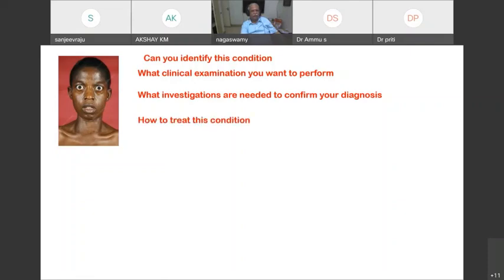What investigations are needed to confirm your diagnosis? Must do. Supposing it is Graves' disease, what investigation do you want to do? Thyroid hormone profile, T3, T4, or receptor antibodies. See, when you suspect hyperthyroidism, you want to know the values. I'm not giving the answers; I wanted how to answer this.